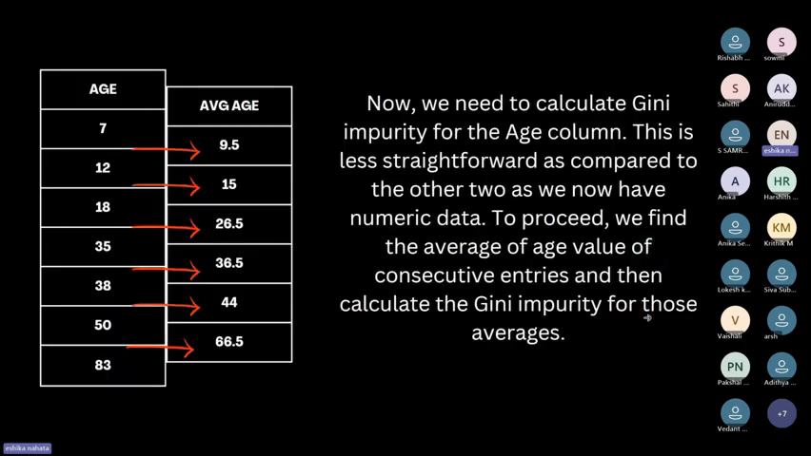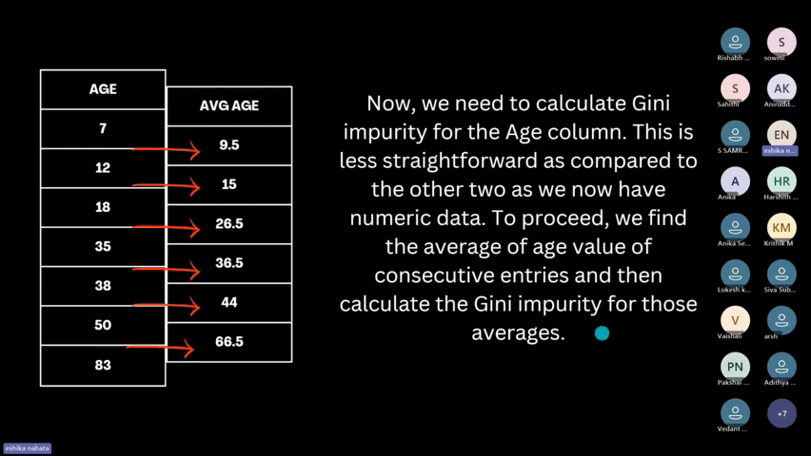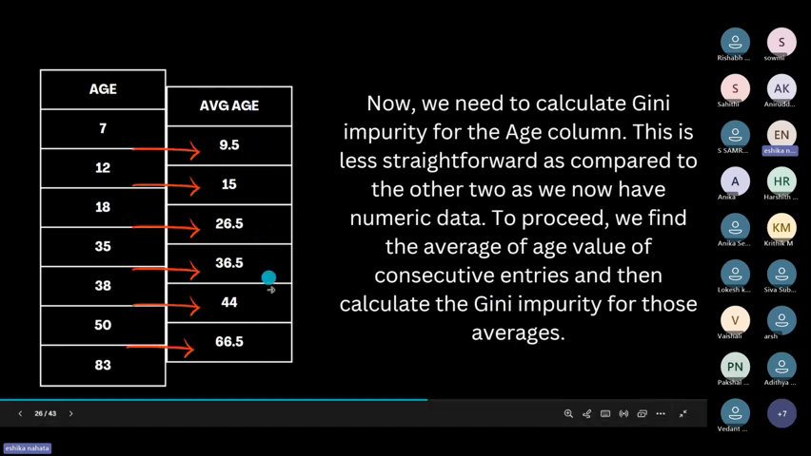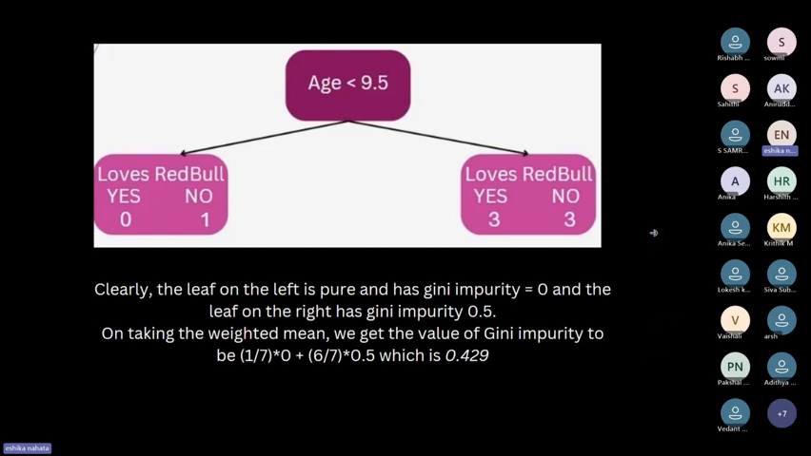So now we've done it for columns that have discrete values. What about if we have a continuous value like age? In this case, we take the average of adjacent rows and we use these to form our decision nodes. We just take the average of 7 and 12, 12 and 18, and so on, and we evaluate at the average values. So if we take the example of 9.5, age less than 9.5 will go to the left and more than 9.5 will go to the right.